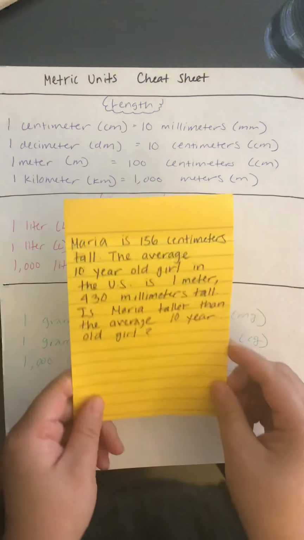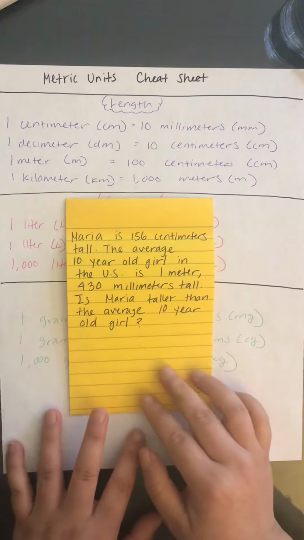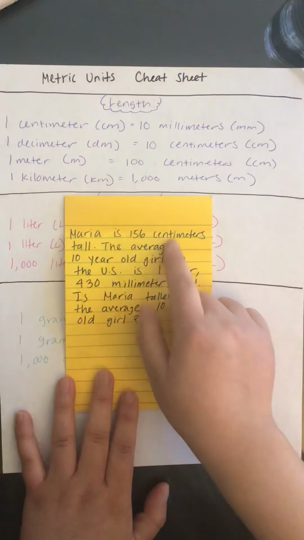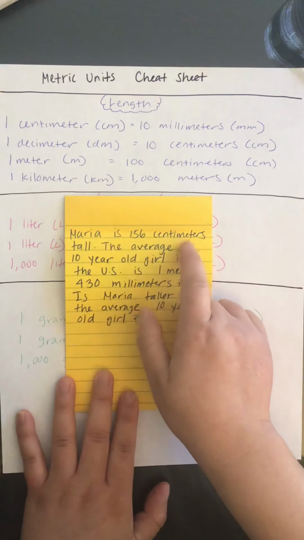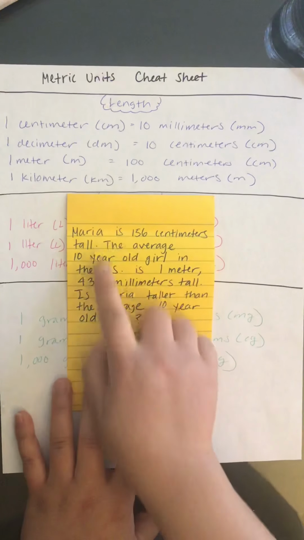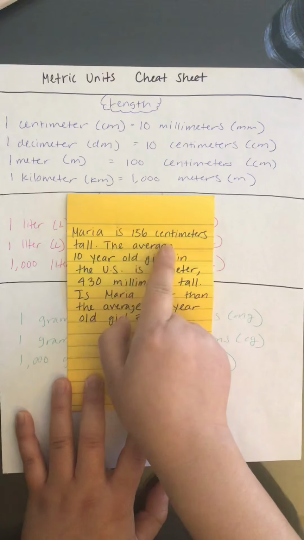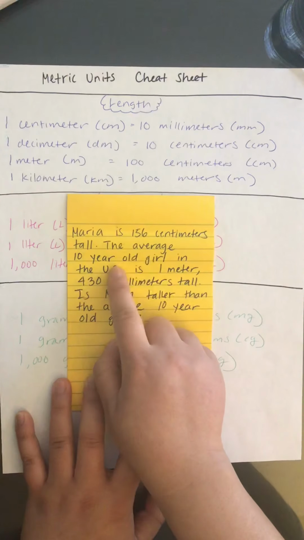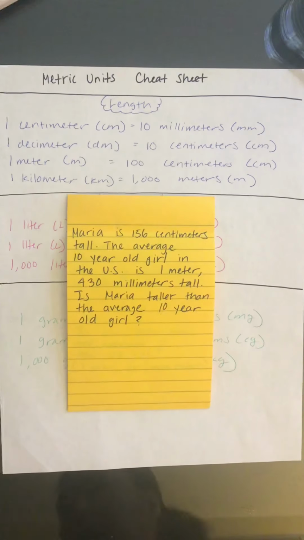So let's say you have this problem here. This is focusing specifically on length since we're using centimeters. So we're going to be looking at length here. So follow along with me. Maria is 156 centimeters tall. The average 10-year-old girl in the US is 1 meter, 430 millimeters. Is Maria taller than the average 10-year-old girl?